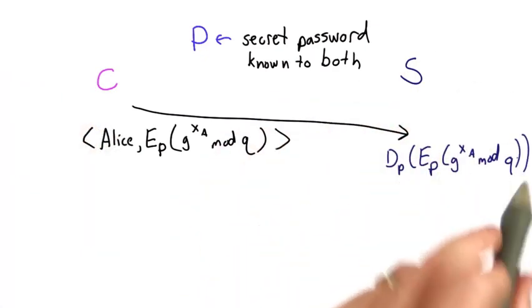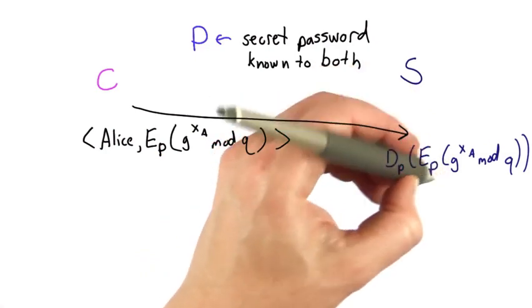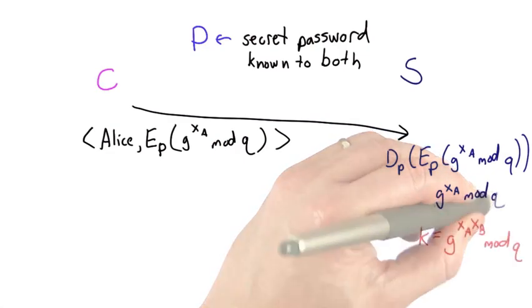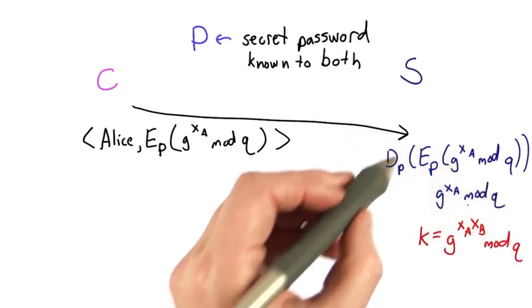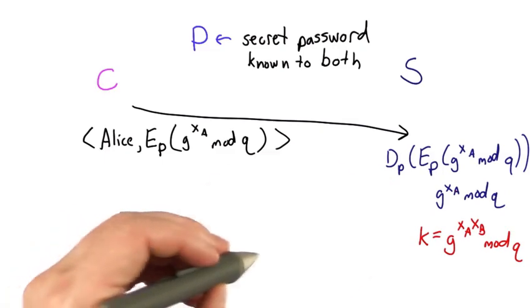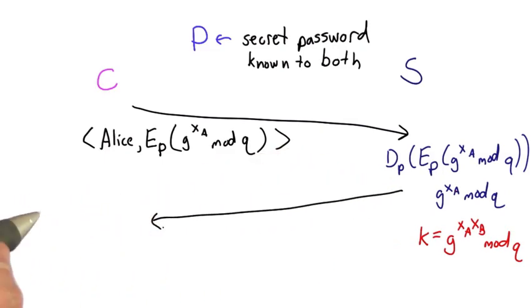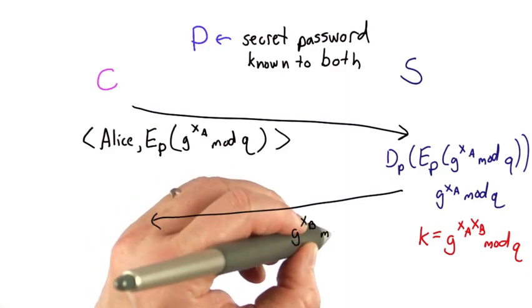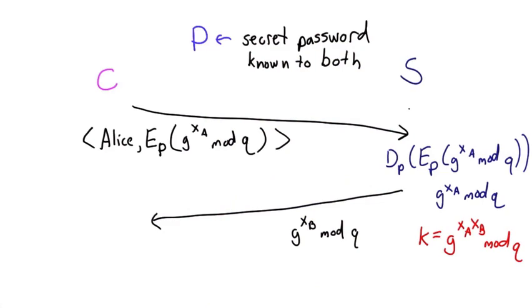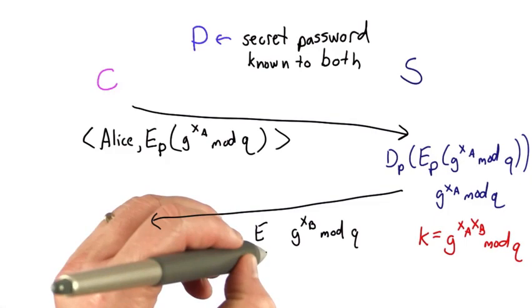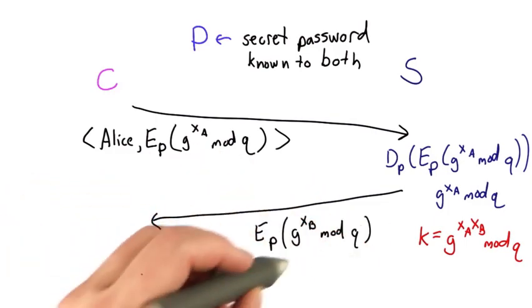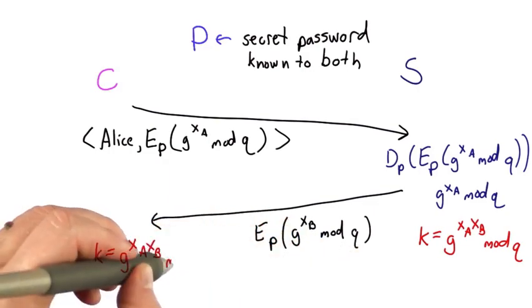When the server receives this, it can decrypt it. It knows this password, and so it obtains the value that would have been sent in the Diffie-Hellman protocol. That means it can compute a key using its secret value XB, combining that with the decrypted result here. As in the Diffie-Hellman protocol, it also sends a message back to the client. In Diffie-Hellman, that would just be g to the XB, mod q, where XB is the secret value selected by the server. Now we're going to combine that with symmetric encryption, encrypting that with the password. Alice decrypts that message, so she can also obtain the value here and obtain the key using the normal Diffie-Hellman technique.